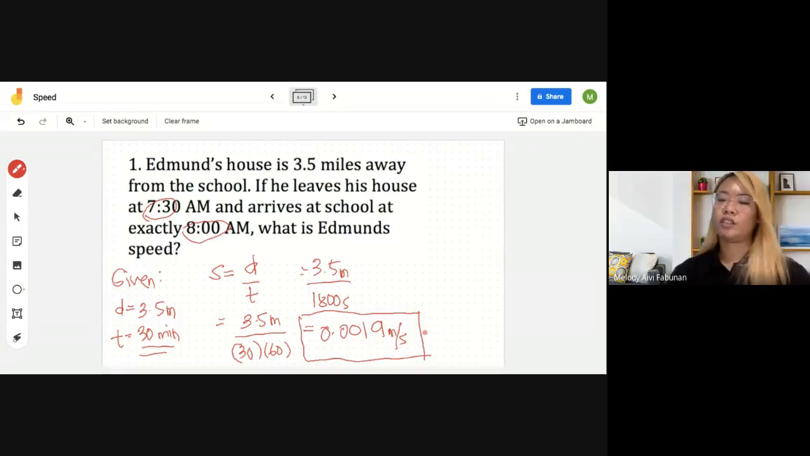So mabilis lang kasi malapit lang yung anong tawag dito? Actually medyo mabagal siya kasi malapit lang naman yung school pero it took him 30 minutes in order to reach the destination. So mabagal maglakad si Edmond. Okay, 0.0019 meters per second. Okay?